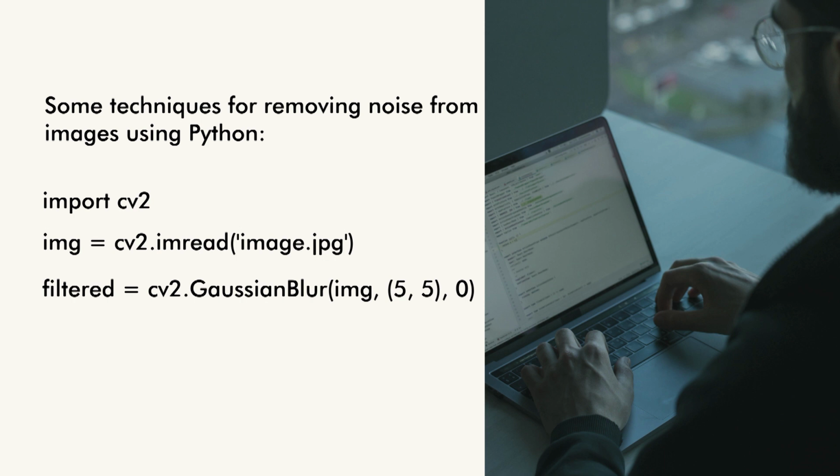As shown in this particular code, we can see we have to import the library function, then read the image and apply the Gaussian blur function.